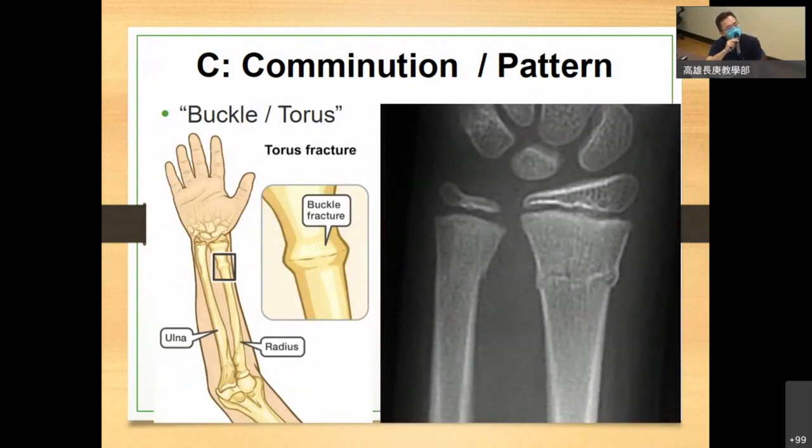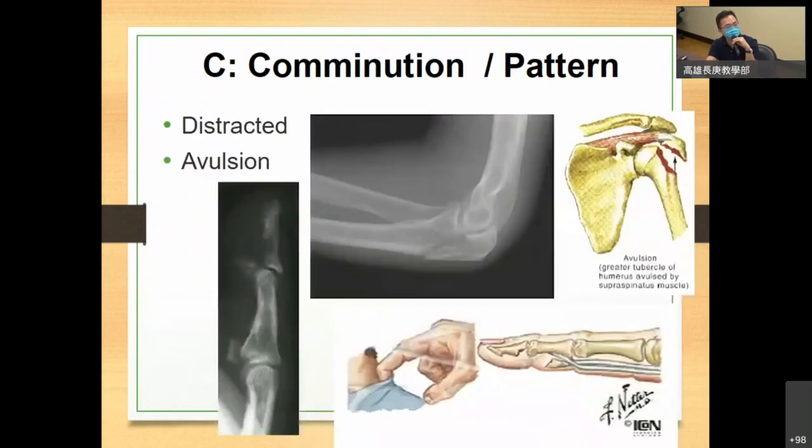Another is the buckle, or torus, fracture. The buckle and torus fracture are always seen in childhood. It's also a kind of incomplete fracture. Just like this one, a radius fracture with a torus. We can describe torus as meaning a ring. The cortex has a ring, that means a fracture line, but it's an incomplete fracture, not a total displacement.